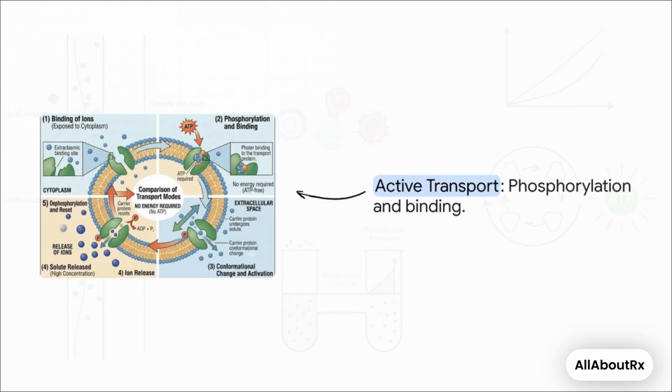Finally, we've got active transport. Contrast the passive carriers we just saw with this. Active transport moves substances against their concentration gradient, from low to high. It's literally like pushing a boulder uphill, and that requires energy.